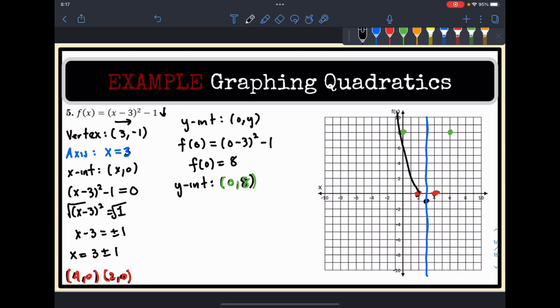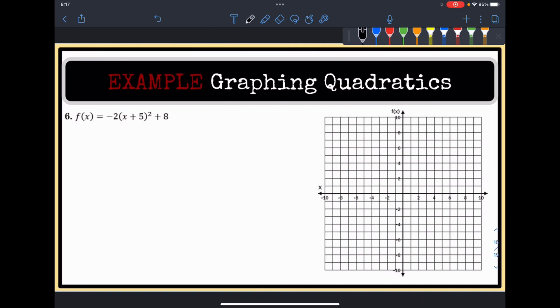And connecting the left side from the axis of symmetry and the right side, our parabola is going to look like this. Let's practice one more. So pause the video, find again your vertex, your axis of symmetry, your x-intercepts, and your y-intercepts, and then plot them all on the graph. And then unpause it and check your work.